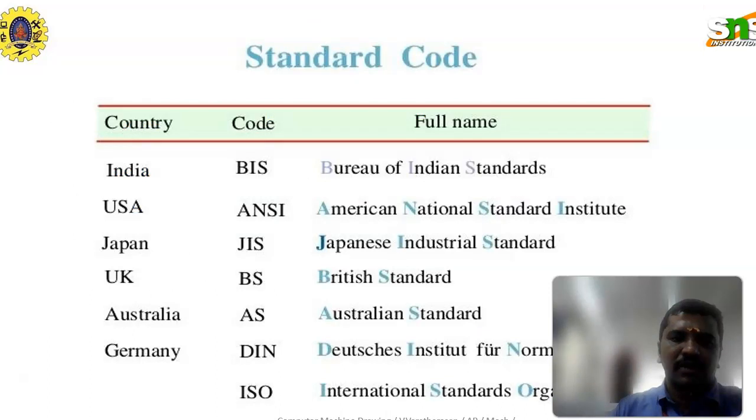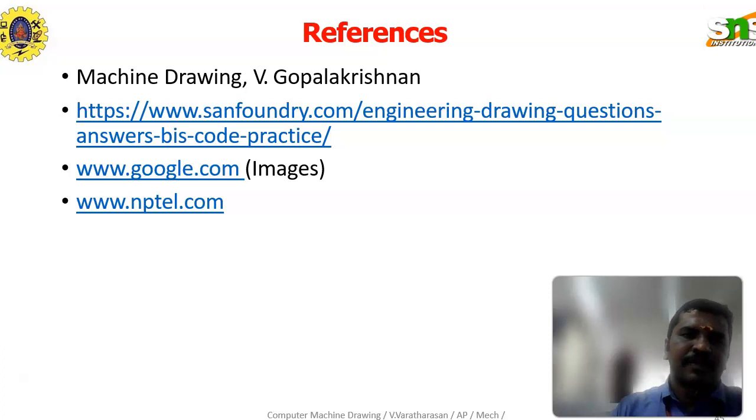These are the standard codes we are using. India uses BIS, USA uses ANSI, American National Standards Institute, and Japan uses JIS. BIS means Bureau of Indian Standards. JIS means Japanese Industrial Standard. BS is British Standard. AS is Australian Standard. DIN is the Deutsches Institut für Normung, and ISO is the International Organization for Standardization. So these are the reference books we are using, by V. Gopalakrishnan, and these are the reference websites we are using.